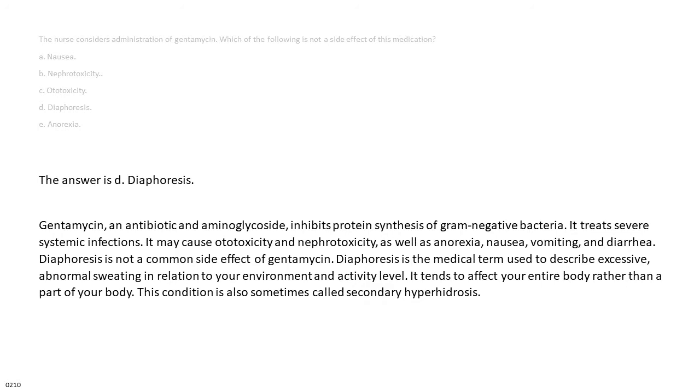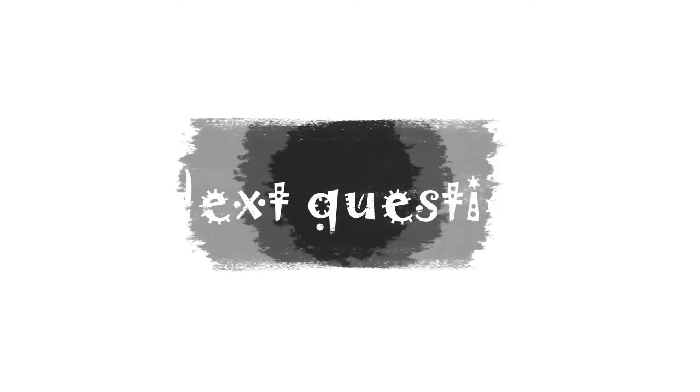Diaphoresis is the medical term used to describe excessive, abnormal sweating in relation to your environment and activity level. It tends to affect your entire body rather than a part of your body. This condition is also sometimes called secondary hyperhidrosis.